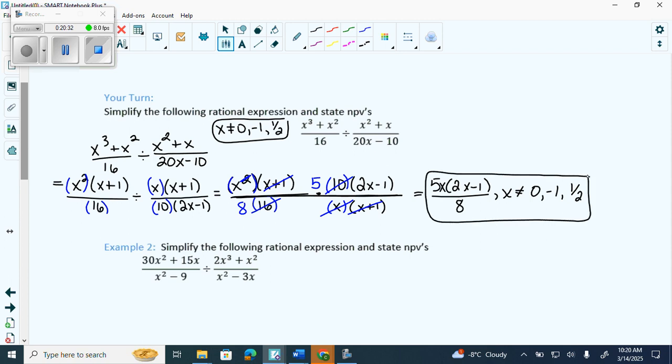Jeez, Fulton, pay more attention. It was there the whole time. I have no idea what you're talking about. I'm aware of it. It wasn't there. It was not there. Okay. All right.